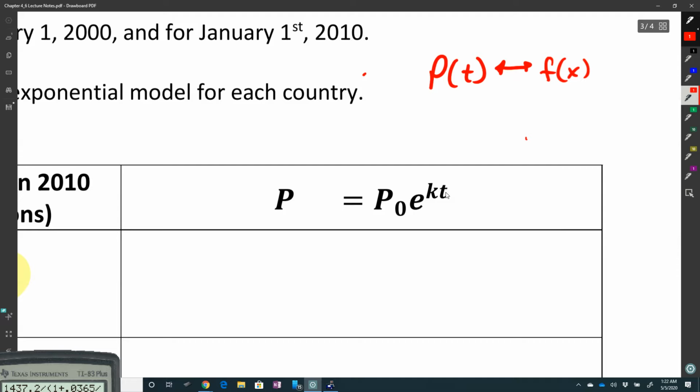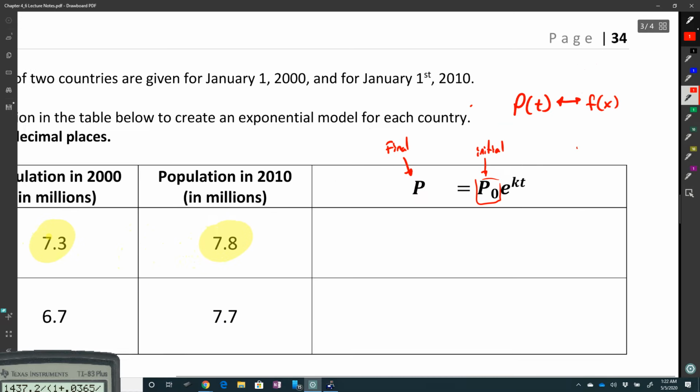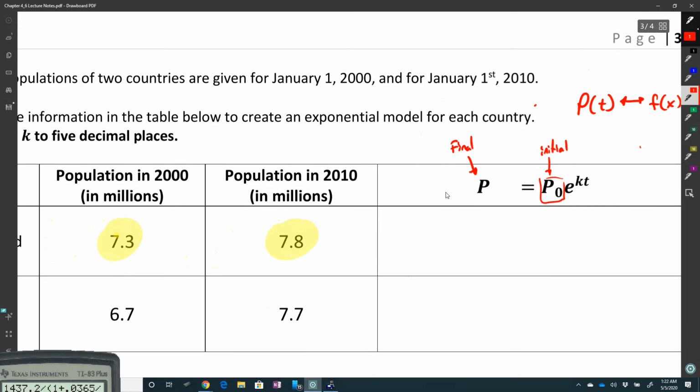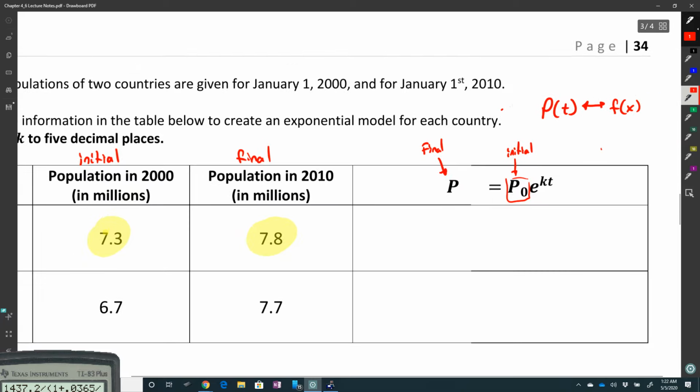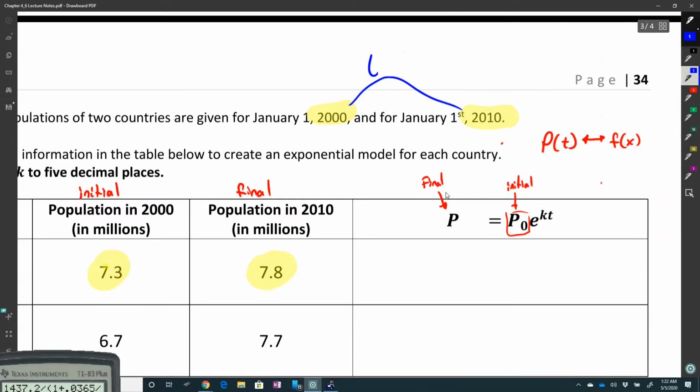Okay. So where this one is the final value, and this one is the initial. So here we have the final value. Oh, sorry. The initial value. Here we have the final value. And we know that it's from 2000 to 2010. So I know that t is equal to 10 years. So I have everything I need.